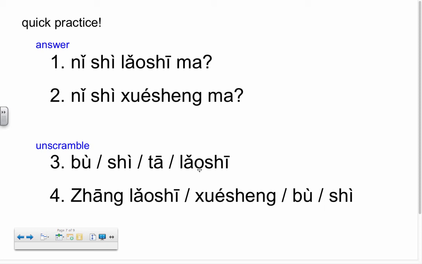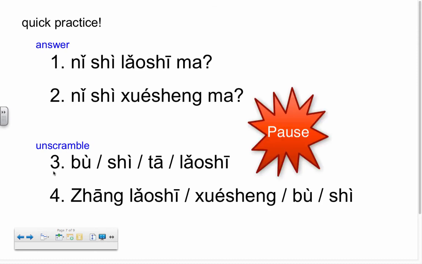不是他老师, that makes no sense. And 张老师学生不是, that also makes no sense. So in a second I'm going to ask you to pause the video. And when you pause the video, please take a minute or two to answer questions number 1 and 2 and to unscramble sentences 3 and 4 so they make sense. So go ahead and pause the video now and do that.